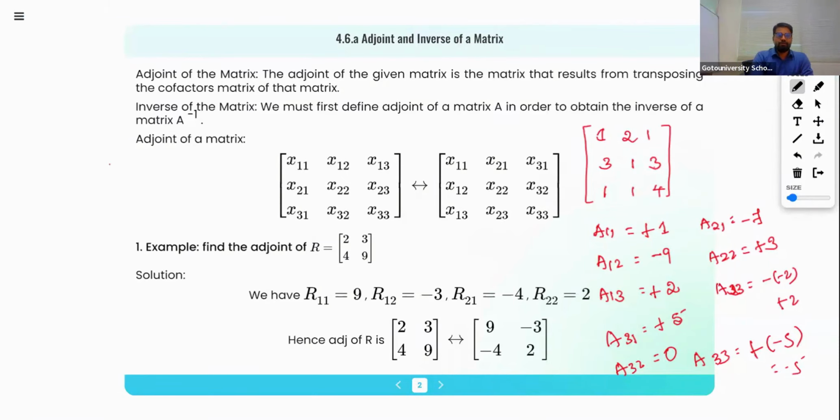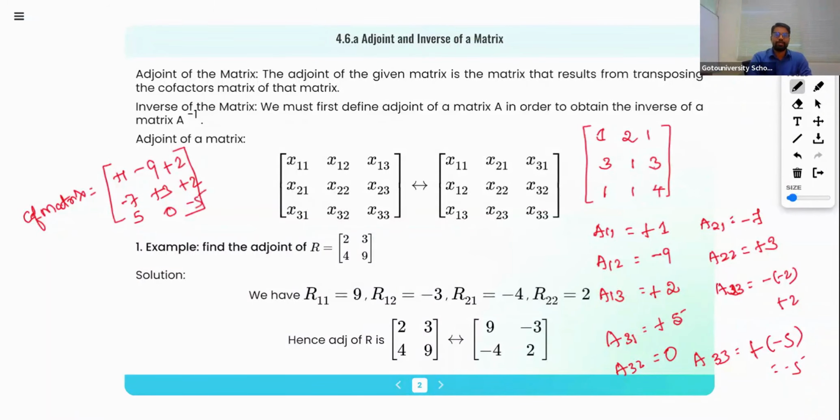So what is our cofactor matrix? Our cofactor matrix in that order: plus 1, minus 9, plus 2. Right, cofactor matrix. Next, I have second row, first column, which is minus 7, plus 3, and then we have plus 2. Yes. And the last one, third row, first column, 0, and then minus 5.